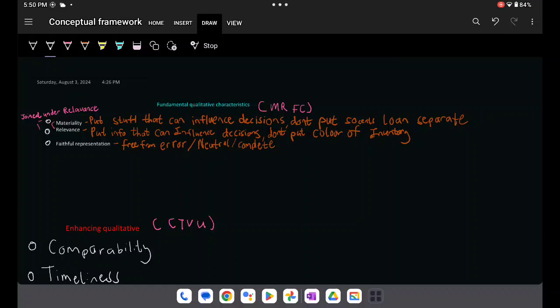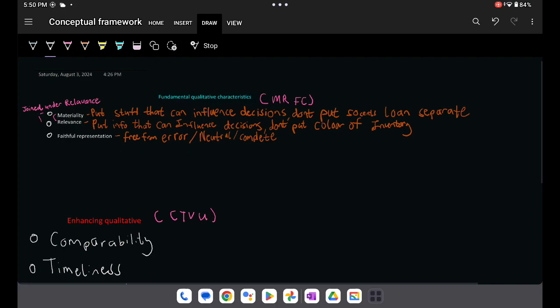Okay, so this is episode 2 of Conceptual Framework. Now, we've done all the fundamental qualitative characteristics. To recap, there are two fundamental characteristics: relevance and faithful representation. Under relevance, you have materiality. Under faithful representation, you have three of these, right? I discussed it in the previous video.